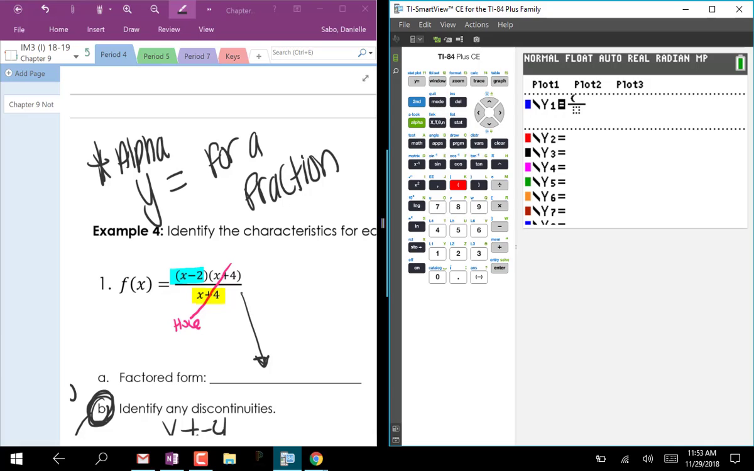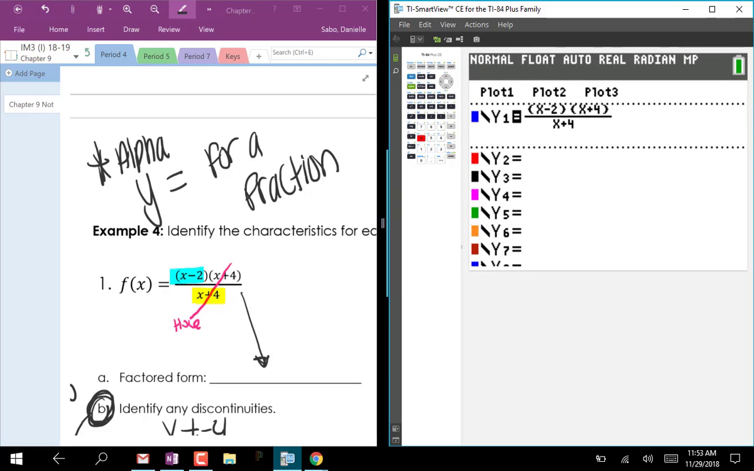Parentheses, x minus 2, close it up. Parentheses, x plus 4. You want to put everything in. You don't want to leave anything out. I know we canceled it, but when we're graphing it, we got to keep it all in. And then we have x plus 4. Any questions on that part?